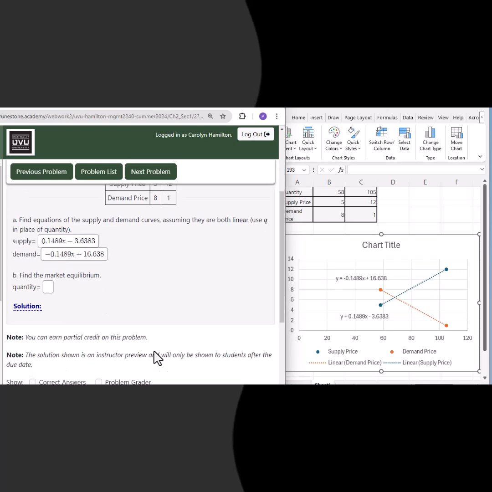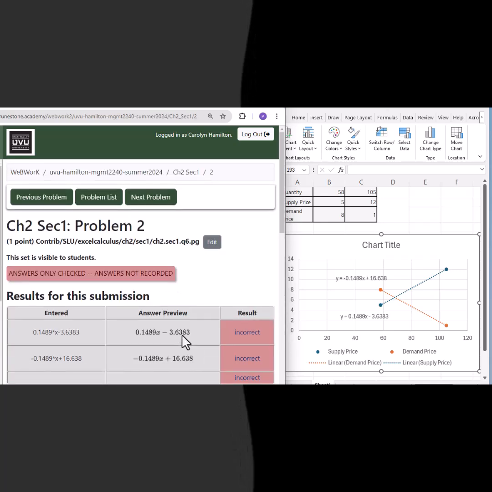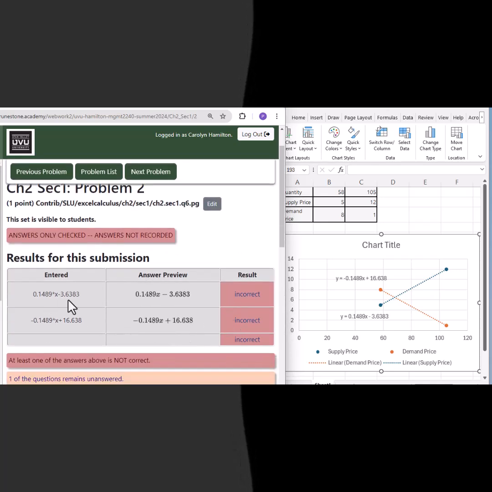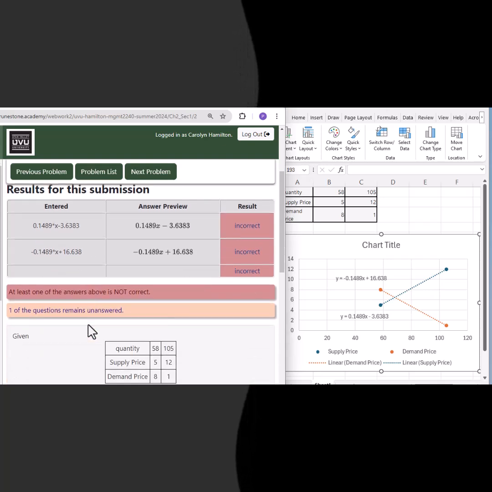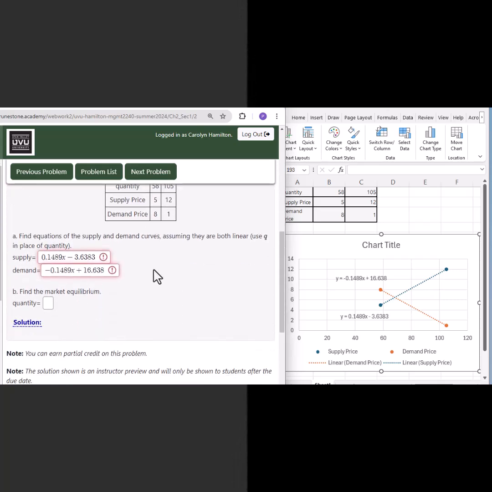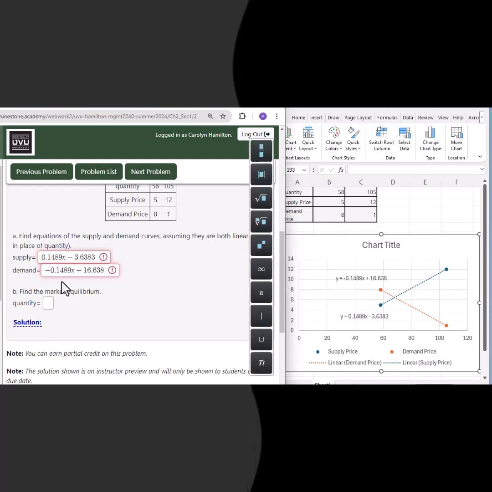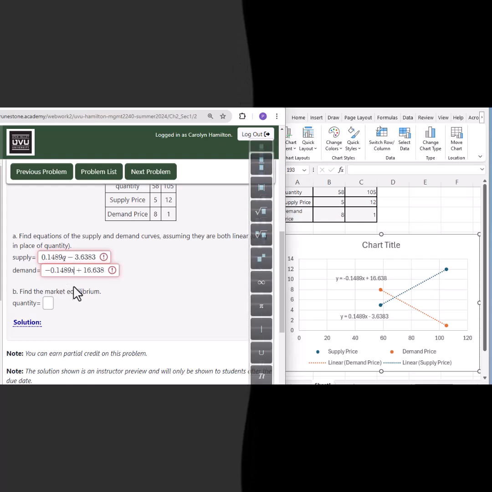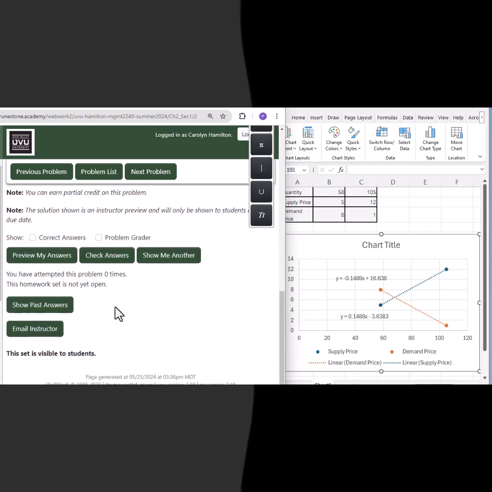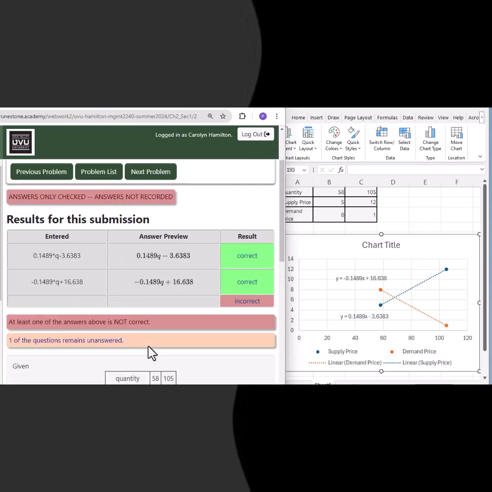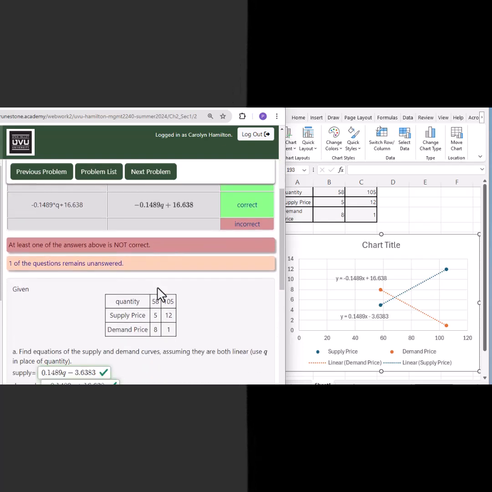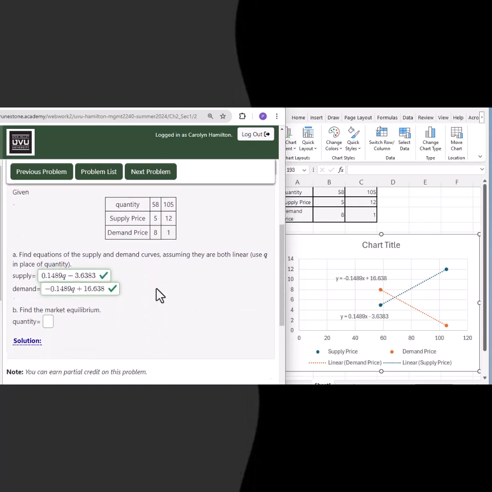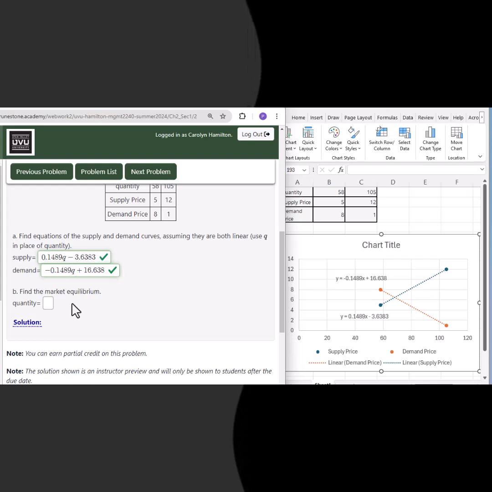Okay, now heads up right here. Let me check this for you. See how it's incorrect, but the answer looks like it's the same? I know. That's because it said to use Q for your quantity. So I checked it because I'm not getting graded, but if you had done what I just did, you would have used up 2 of your 5 submissions. So anyway, heads up on that. Watch out for the Q.